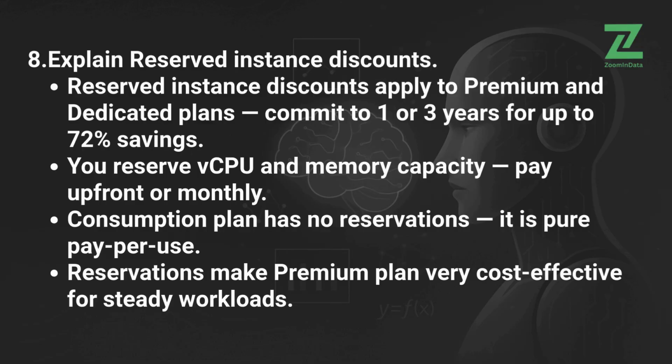Explain reserved instance discounts. Reserved instance discounts apply to premium and dedicated plans. Commit to 1 or 3 years for up to 72% savings. You reserve vCPU and memory capacity. Pay upfront or monthly. Consumption plan has no reservations. It is pure pay per use. Reservations make premium plan very cost-effective for steady workloads.